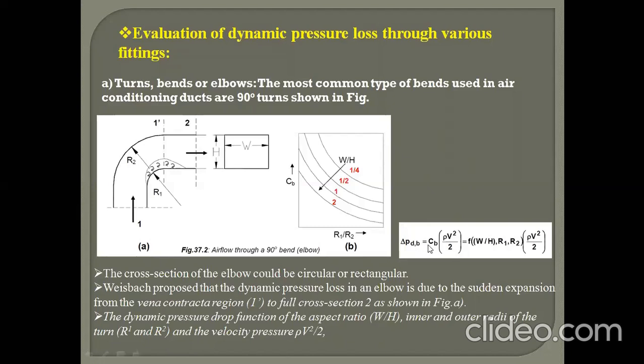Clear? And you can find out that dynamic pressure loss because of bending is given by CB rho v square by 2, where CB is the coefficient for bending, and this coefficient is the function of W by H. Okay, width and height of this section 1 dash to 2, and also R1 and R2, inner and outer radii.